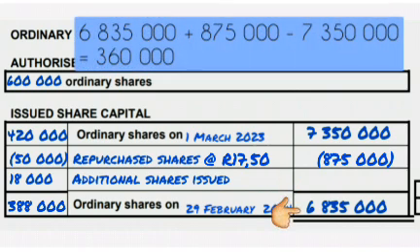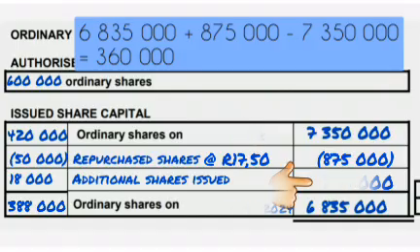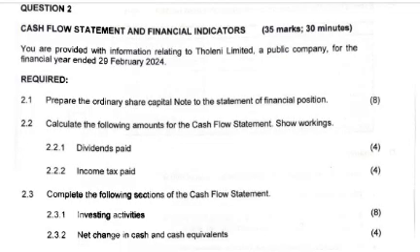How did I do that? I start at the bottom, 6,835,000. Everything that is minus, I'm going to add, and everything that is positive, I subtract. So minus the amount in bracket plus the amount at the beginning, it gives me 360. So that completes my ordinary share capital note.